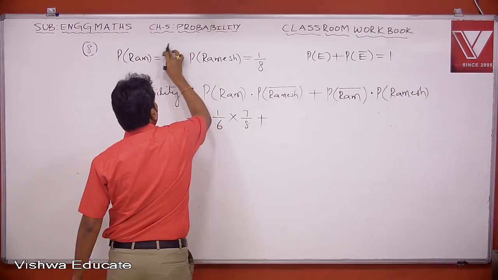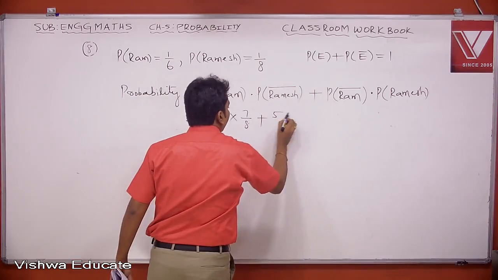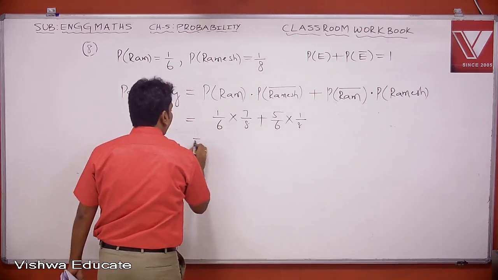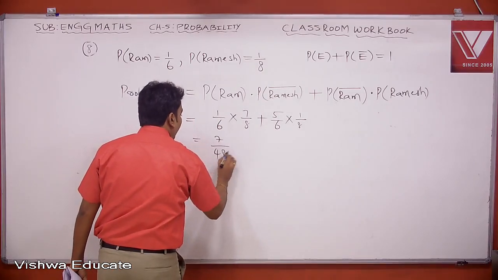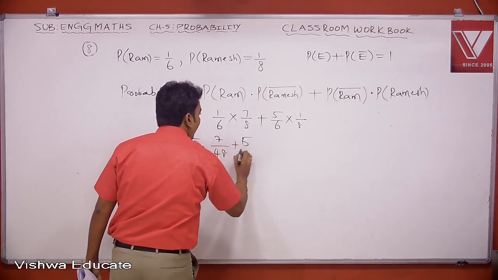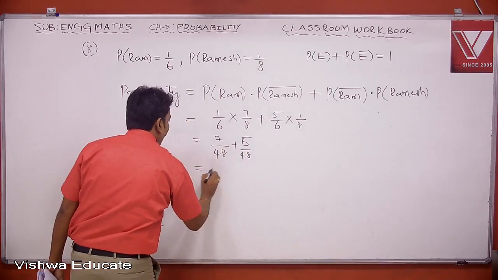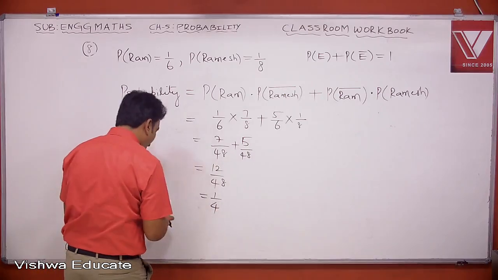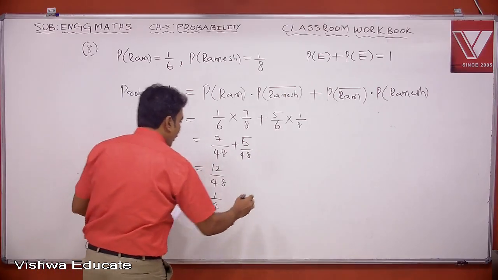Ram should not be selected: 1 minus 1 by 6, which is 5 by 6. Ramesh has to be selected: 1 by 8. So therefore this is 7 by 48 plus 5 by 48. So this is 12 by 48. So the answer is 1 by 4. So option B is right.